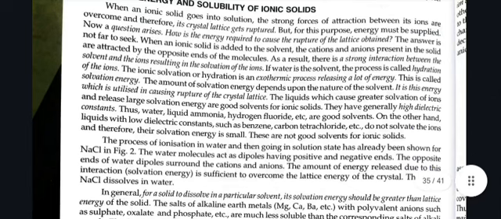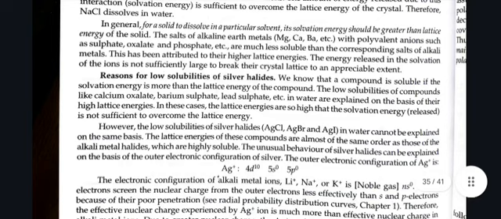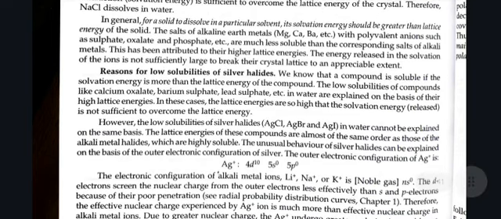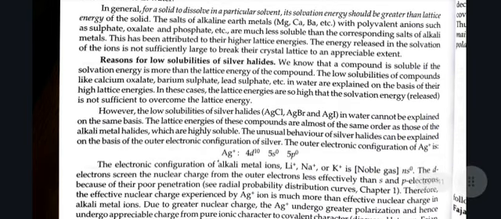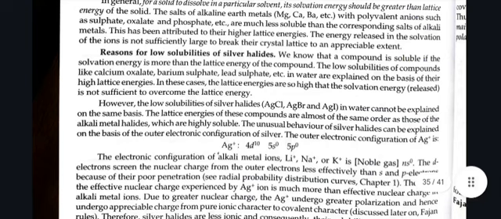The salts of alkaline earth metals Mg, Ca, Ba, etc. with polyvalent anions such as sulfate, oxalate and phosphate, etc. are much less soluble than the corresponding salts of alkali metals. This has been attributed to their higher lattice energies. The energy released in the solution of the ions is not sufficiently large to break their crystal lattice to an appreciable extent. Reason for low solubilities of silver halides.